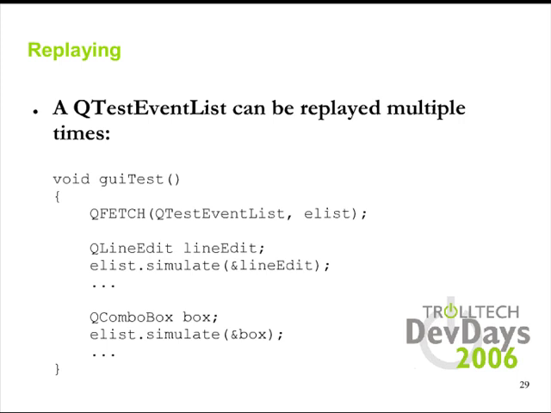Then here I would check that my line edit is in my desired state, adding a lot of verifies and compares, and then I can take the same list and simulate it on a combo box and make sure that the combo box behaves correctly.